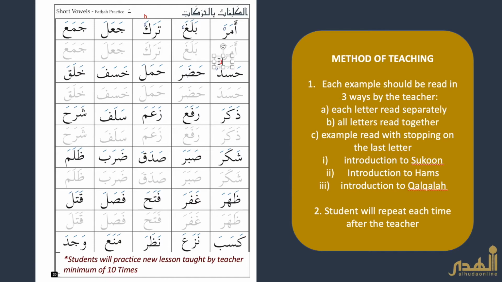And for the qalqala, again, if they have done sifat, then it will be easy for you to explain to them. But if not, then you can explain to them that there are 5 letters, and when these 5 letters have a sukoon on them, we have to do qalqala. I have put the letter Q on top to identify that when I'm stopping, the dal has a sukoon, so you will be doing qalqala there.